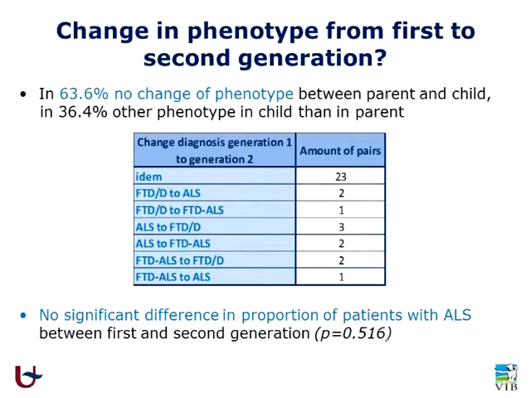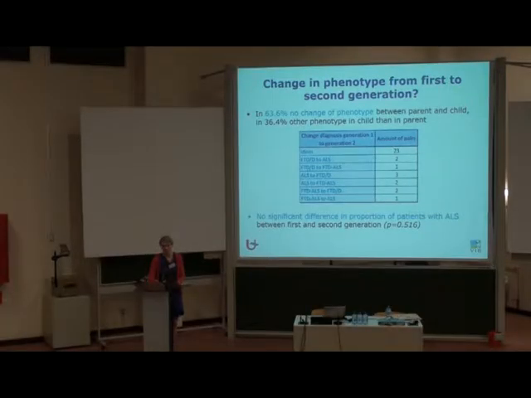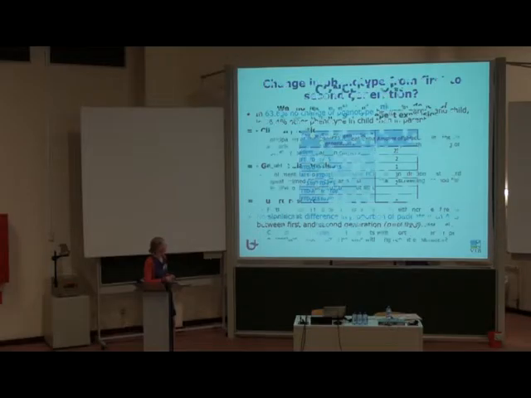And furthermore, since we expect a more severe disease in the second generation, we looked at whether we saw more ALS in the second generation, because you can see ALS has a more severe phenotype than FTD, but also here we could not find any conclusive results.